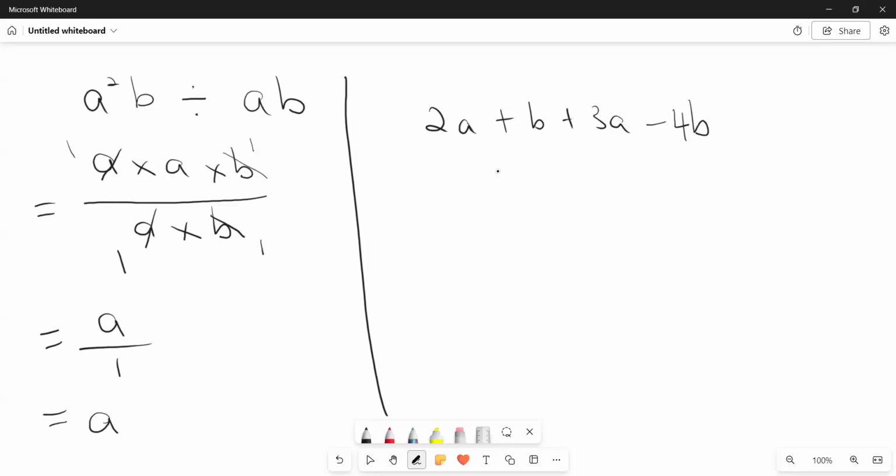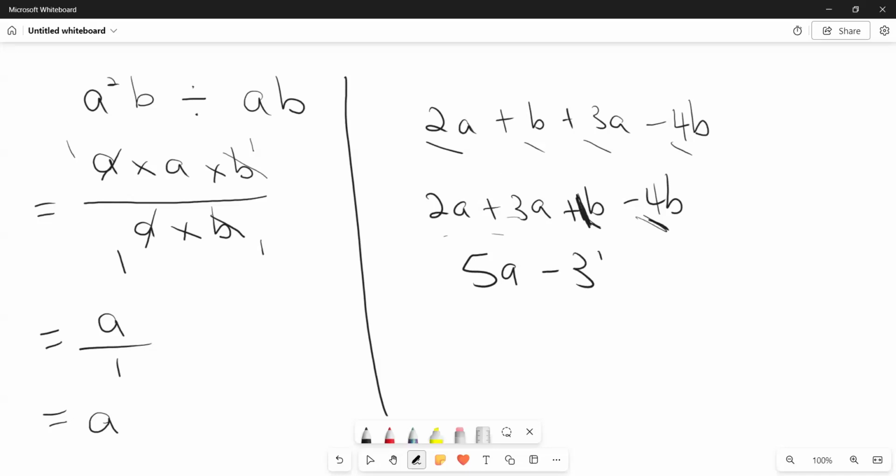Yeah, we said we're grouping the like terms together, right? So the 2A and the 3A, you put it here, 2A plus 3A plus B minus 4B, right? The 2A and 3A is 5A. B minus 4B is like 1B minus 4B is minus 3B.